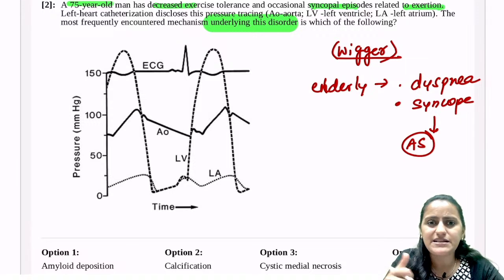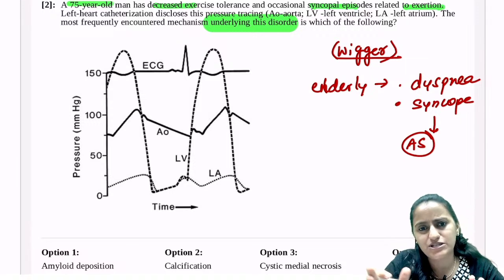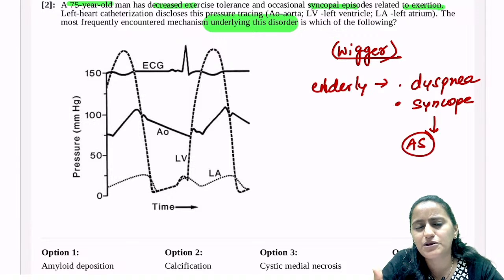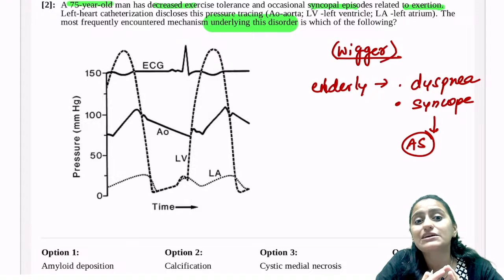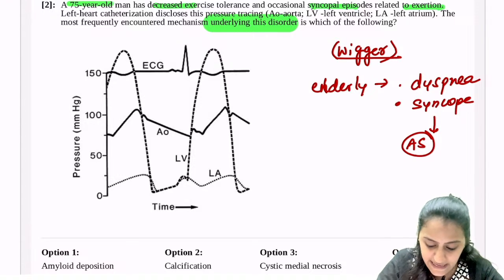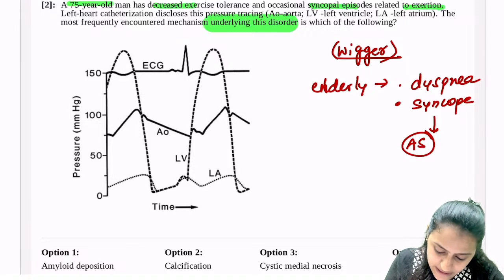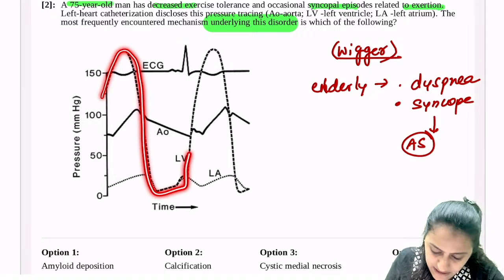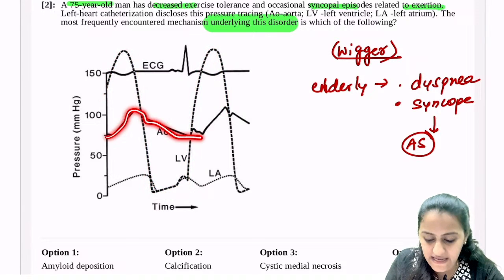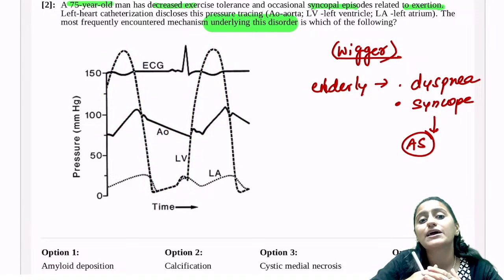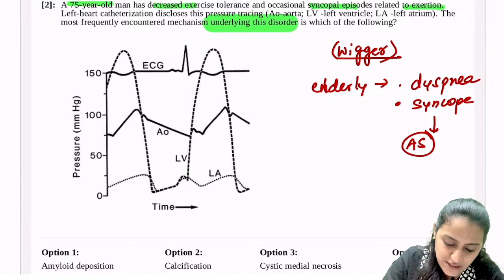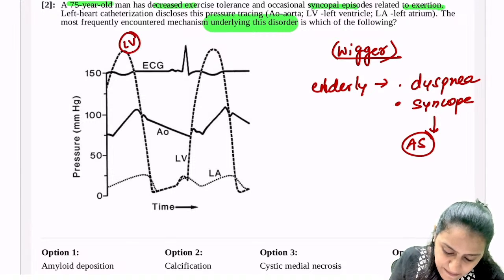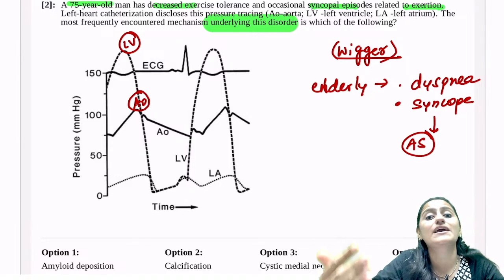There is repetitive microtrauma happening to the aortic valve throughout life, and over a period of time the chronic inflammation leads to fibrosis, calcification, and narrowing. It is aortic stenosis. Does the diagram prove aortic stenosis? Look at this. This shows the left ventricular pressure and this is the aortic pressure. Normally the aortic and left ventricular pressure tracings are very close to each other. What you can see here is that this LV pressure is much higher than the aortic pressure.